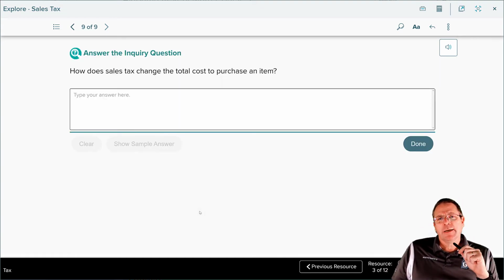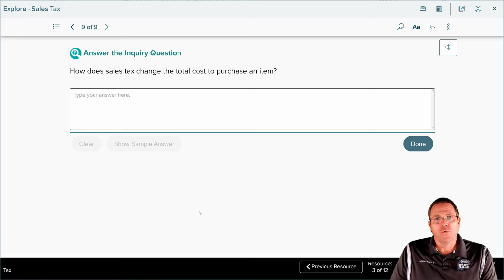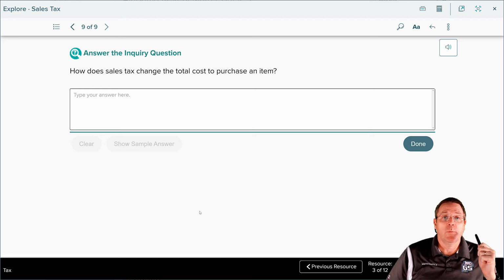So how does sales tax change the total cost of an item, the total cost to purchase an item? Pause the recording and answer that question. So what does sales tax do? It raises it up. It makes it cost more money for everything we want to buy. Kind of makes me sad.